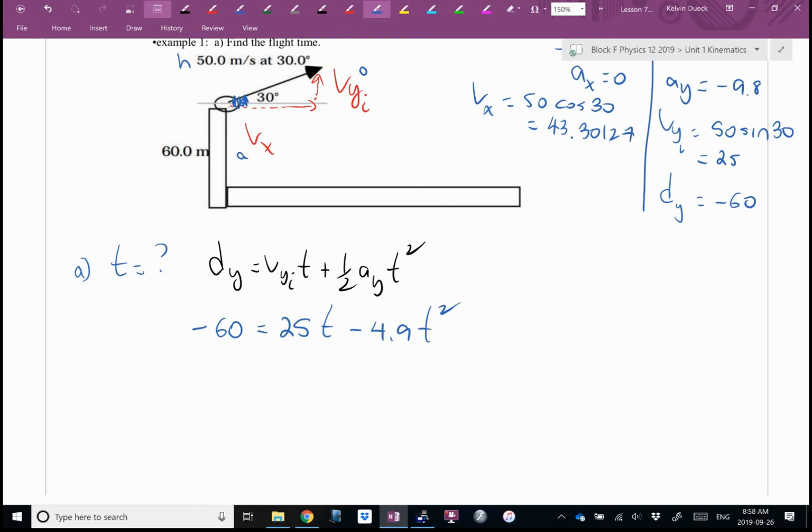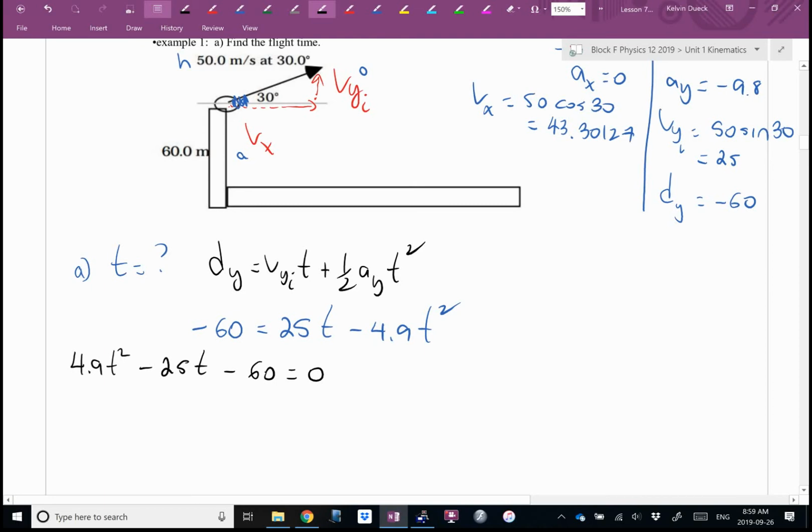Now, here is a Mr. Dueck pet peeve, not in any textbook. Although the easiest way to make this equal to 0 would be to plus the 60 over, I make far more dumb mistakes when the quadratic term is negative. I've just learned over the years. So I'm actually going to plus the 4.9 t squared and minus the 25 t, because I'm doing it all in my head anyways. So on the next line, I'm going to write positive 4.9 t squared minus 25t minus 60 equals 0.